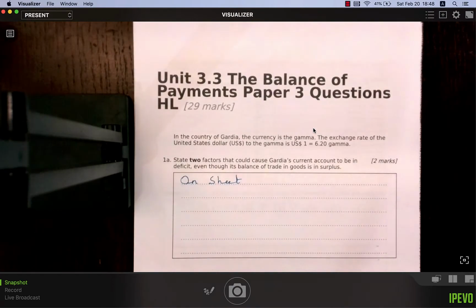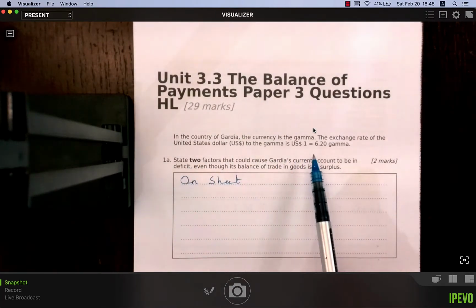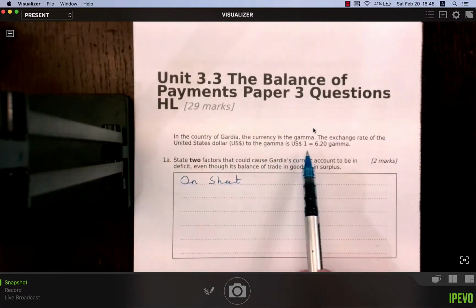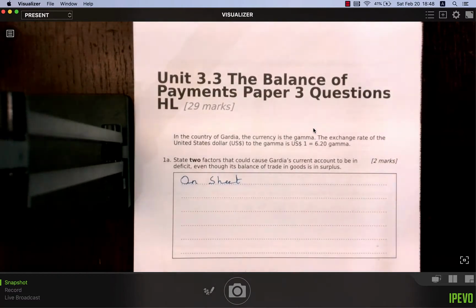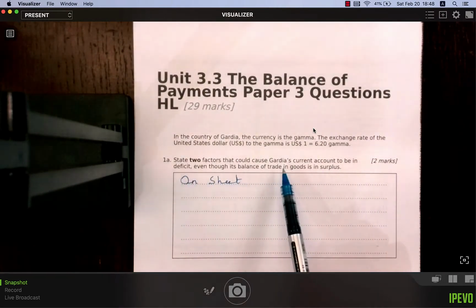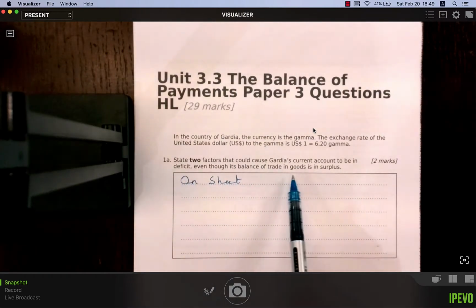Okay, so in the country of Guardia, the currency is the gamma. The exchange rate of the United States dollar, USD, to the gamma is 1 equals 6.2 gamma. Now, just to be clear, all of this stuff would have been answered in the previous video, so you don't need that for these questions. But what we do need to do is answer this, which is: state two factors that could cause Guardia's current account to be in deficit, even though its balance of trade in goods is in surplus.